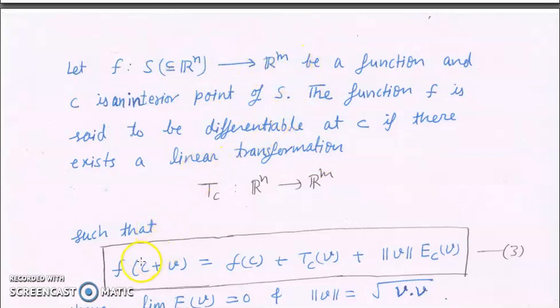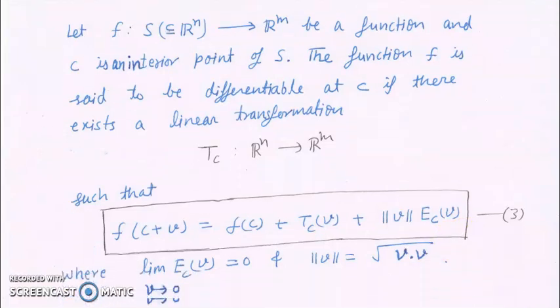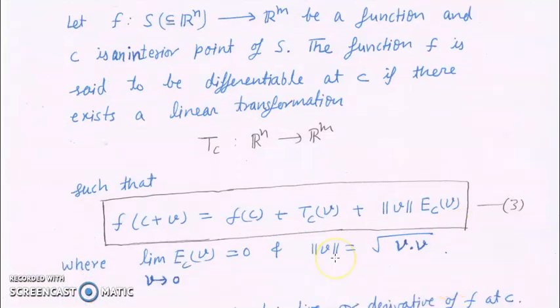So we call a function f differentiable if there exists a linear transformation Tc which satisfies this condition, and the condition is f of c plus v is equal to f of c plus Tc of v plus norm of v times Ec of v. What is norm of v? Norm of v means the length of vector v, that is the square root of v dot v, and the limit as v goes to 0 of Ec of v is equal to 0. This Ec of v is the error term.